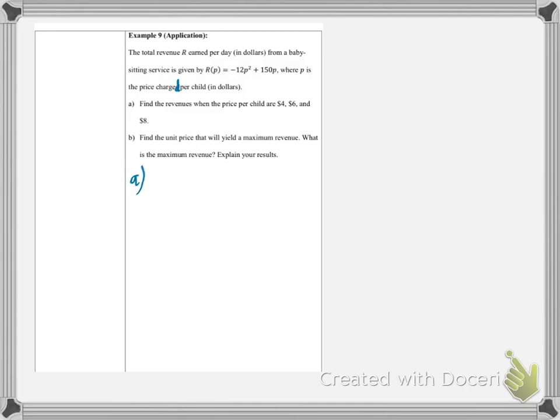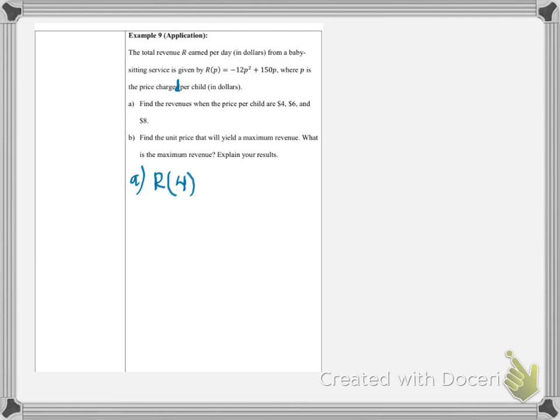You just plug in for the different values because P is representing our price, right? Charge per child. So we look at R of 4. And what I would advise you to do is pause the video now and see if you can figure out the values. I'm just going to give you the answers. You should know how to input functions now, so I'm just going to save time. But pause and see if you get the same answers, or if I did something wrong, let me know if you're getting something different than my answers.